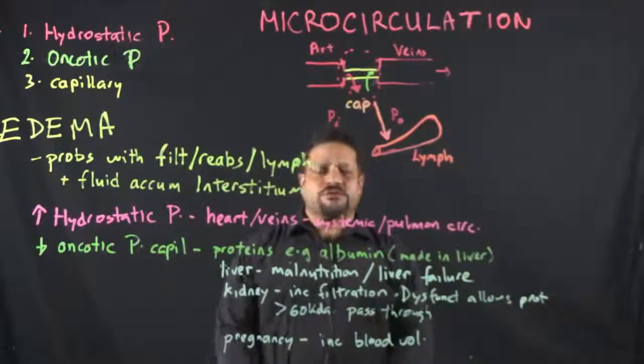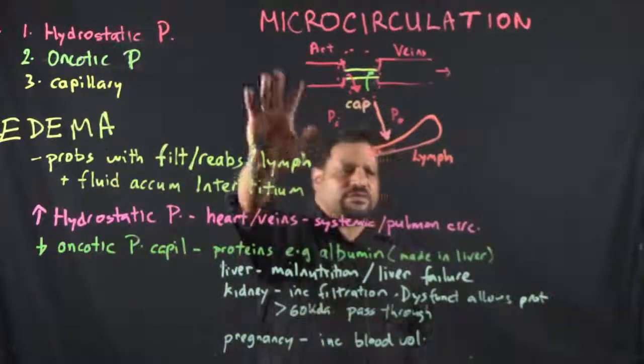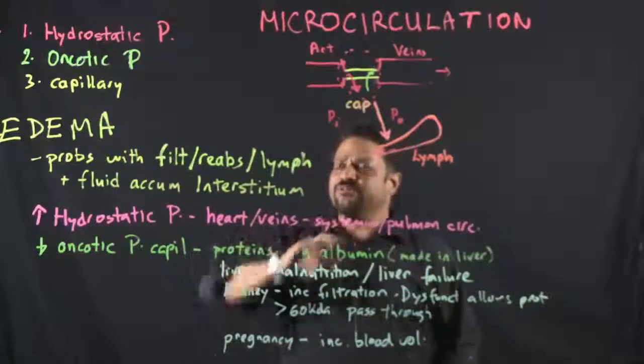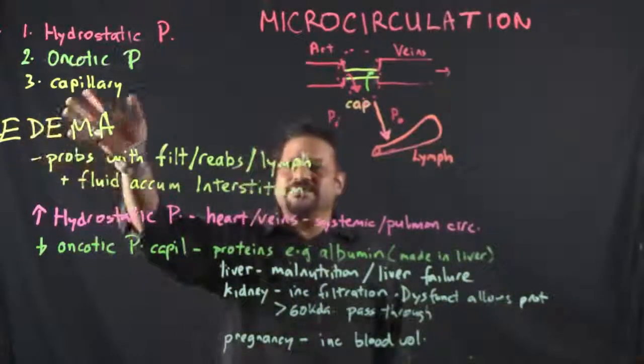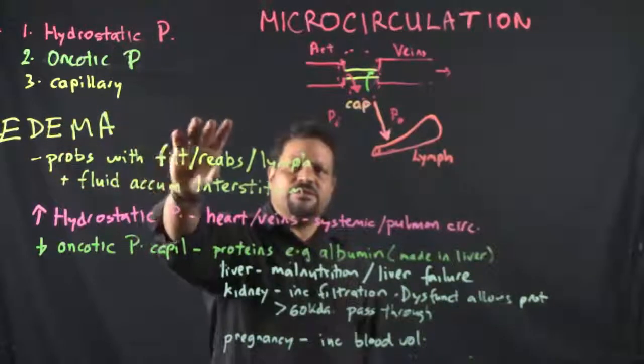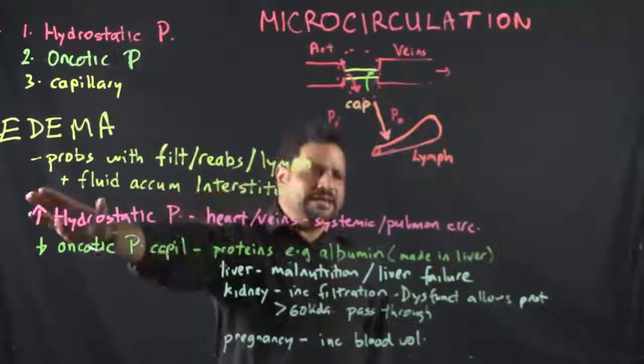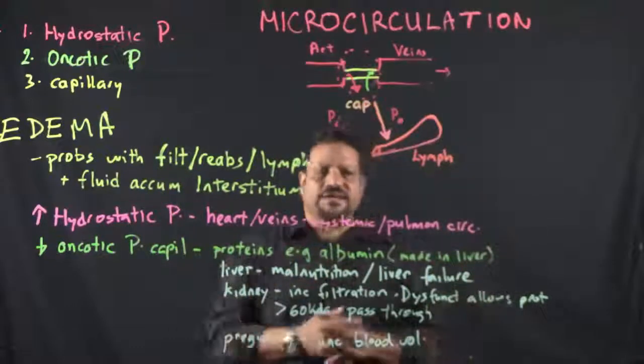Okay, so now we've talked about the microcirculation. Let's talk about what happens when you have problems with the microcirculation. That leads to edema. So basically, edema is when you have problems with filtration, reabsorption, or the lymphatics that leads to fluid accumulation in that interstitium.